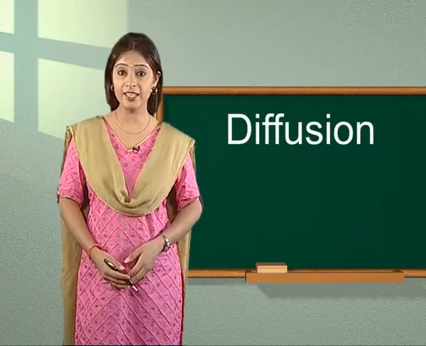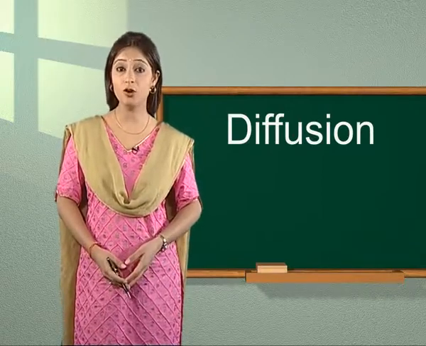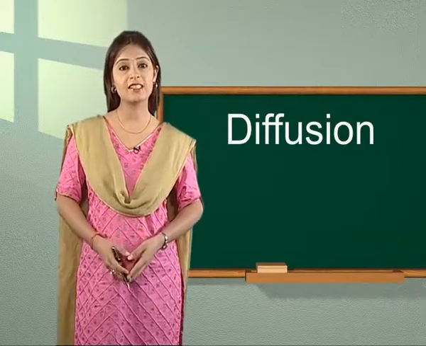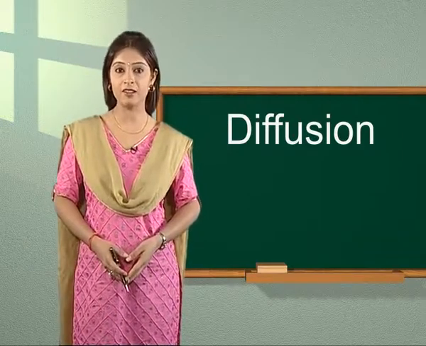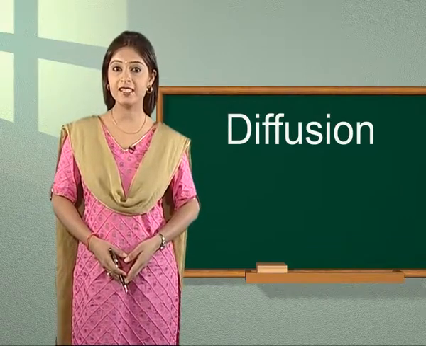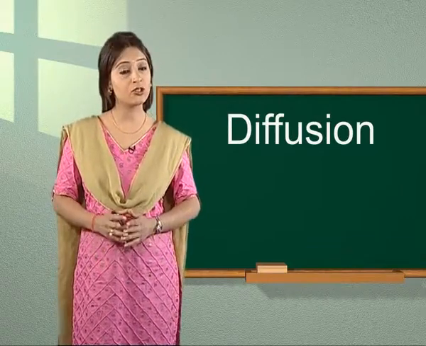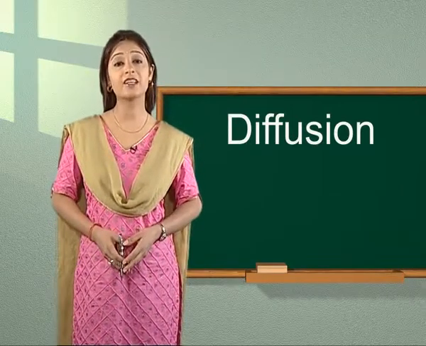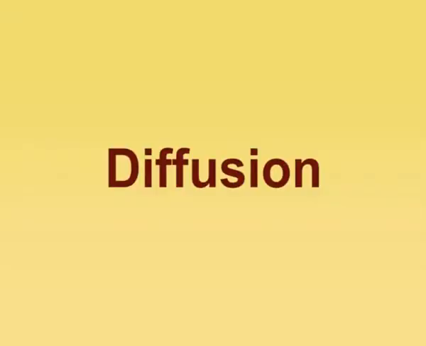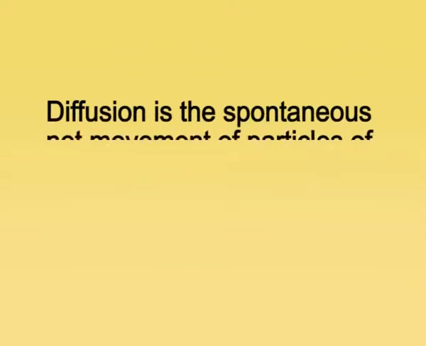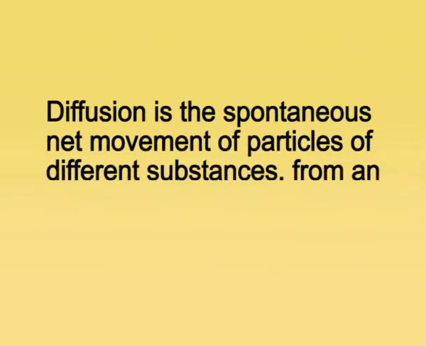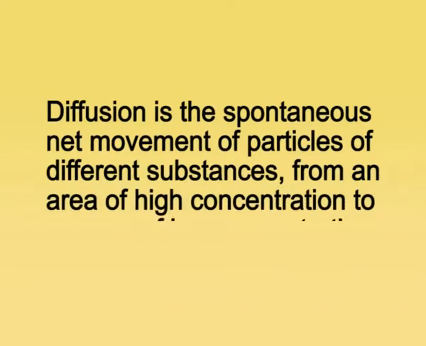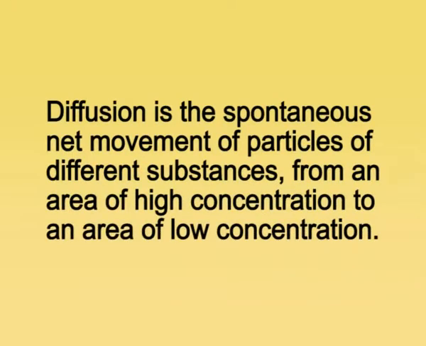Diffusion takes place quickly in air. Diffusion is slow in liquids. Some solids like sponge, potato, etc. allow diffusion, whereas some others like iron do not allow particles to diffuse through them. Let us try to understand diffusion in detail. Diffusion is the spontaneous net movement of particles of different substances from an area of high concentration to an area of low concentration.